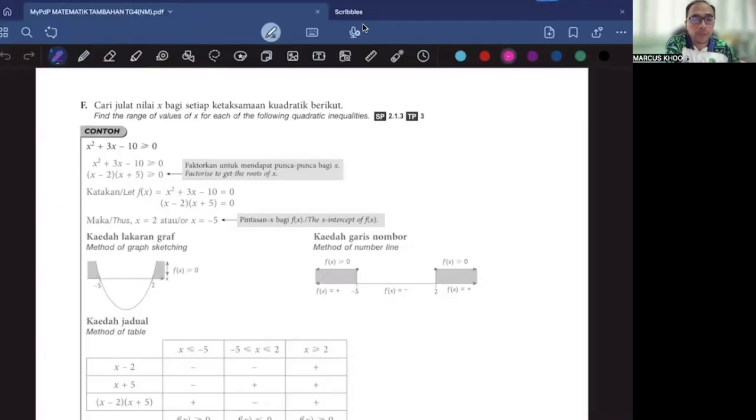Everyone, we're going to try to cover as much as possible because your midterm exam covers up to chapter 2.